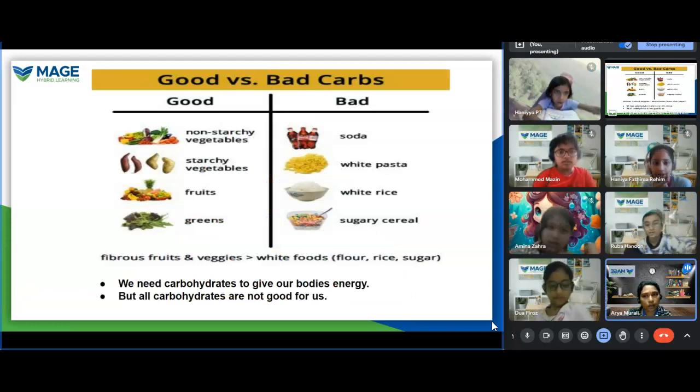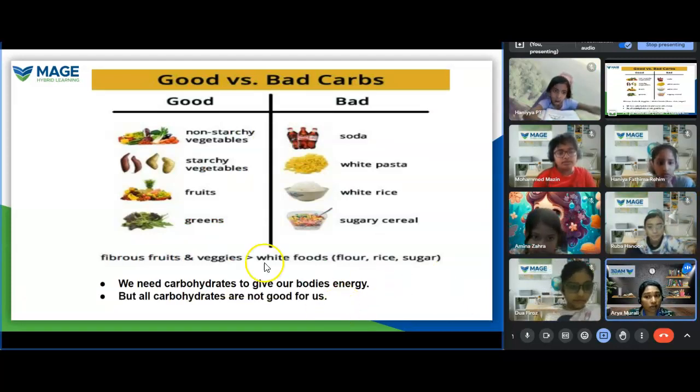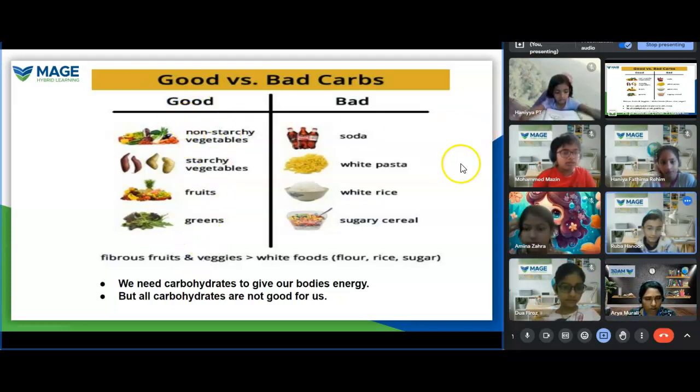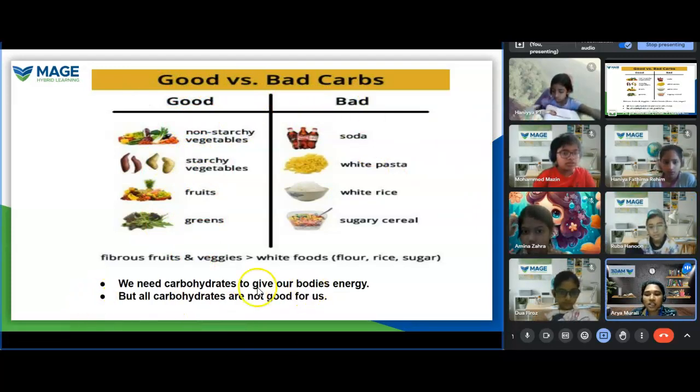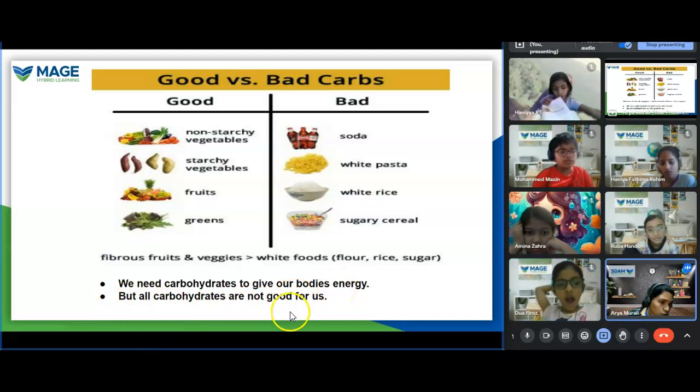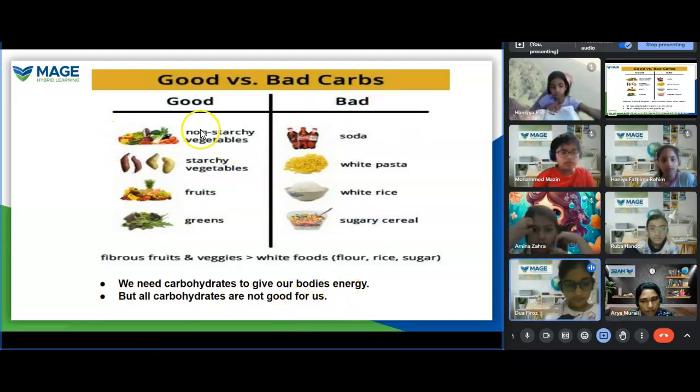So there is something about carbohydrates in your textbook. There are good carbohydrates and bad carbohydrates. Okay. So, yes, good and bad carbohydrates. We need carbohydrates to give our body energy. So carbohydrates are energy giving foods, but all carbohydrates are not good for us. So here is an example for that.